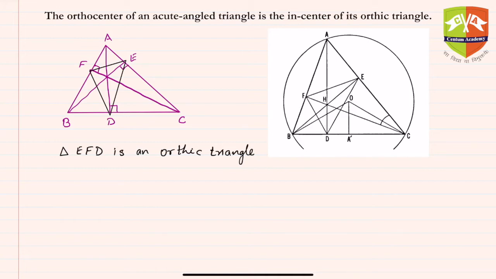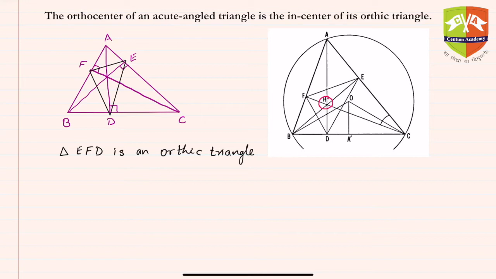Now let us understand this theorem. The theorem says the orthocenter of an acute angled triangle is the incenter of its orthic triangle. So in this picture, if you can see, ABC is the given acute angled triangle, and EFD is the orthic triangle. Now, H happens to be the orthocenter where all the three altitudes of triangle ABC are meeting. So, I'm highlighting this H. This is the orthocenter here. So, this is H, and we have to prove that H also happens to be the incenter of FDE.